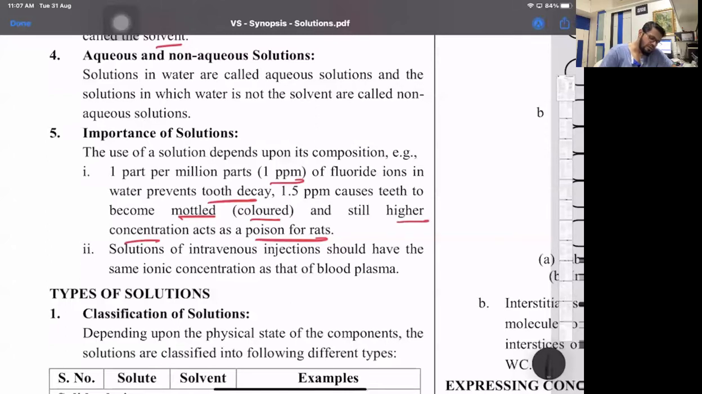Solutions for intravenous injection should have the same ionic concentrations as that of blood plasma. This is the concept we'll be doing, that is isotonic solutions. Isotonic solutions across the semi-permeable membrane: the two solutions will have equal concentrations.